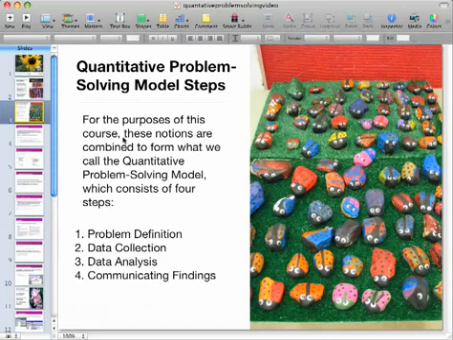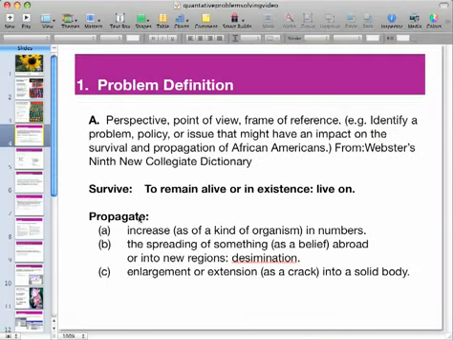We're going to use a 4-step model, which is a problem solving model, and it basically includes problem definition, defining the problem, data collection, collecting, distributing surveys, questionnaires, data analysis, analyzing the data that you collect from the questionnaires that you distribute, and then communicating your findings to others.